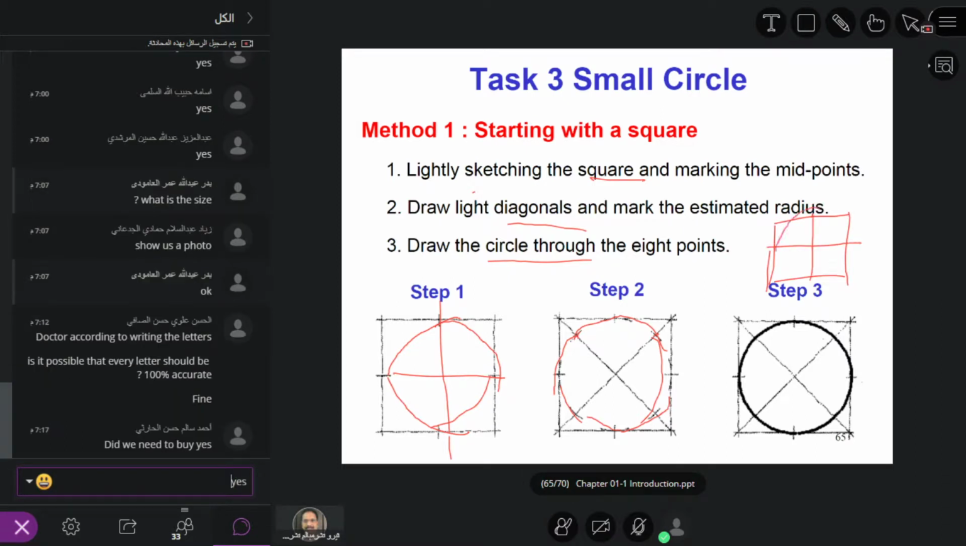Did we need to buy? Yes, we need to buy. You want to buy the freehand sketches? No need. Freehand sketches you cannot buy. What are you talking about? What do you want to buy?